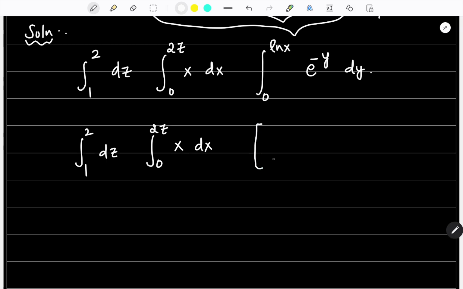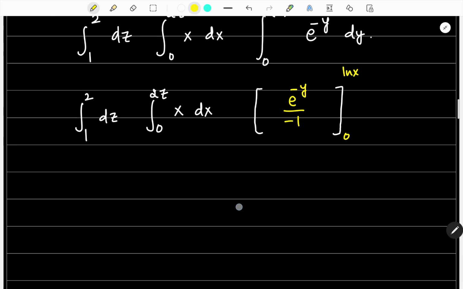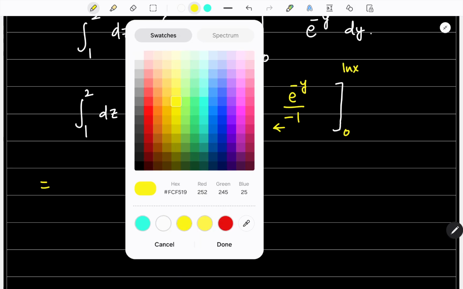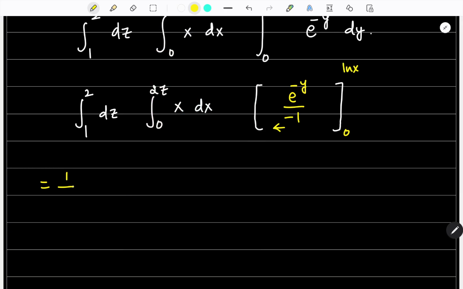Now the integration of e power minus y is going to become what? E power minus y divided by minus 1, and the limits are 0 to ln x. Let me take this minus out. So this is equal to 1 divided by minus 1, which I will take out. So integral 1 to 2 dz, and integral 0 to 2 is at x dx.